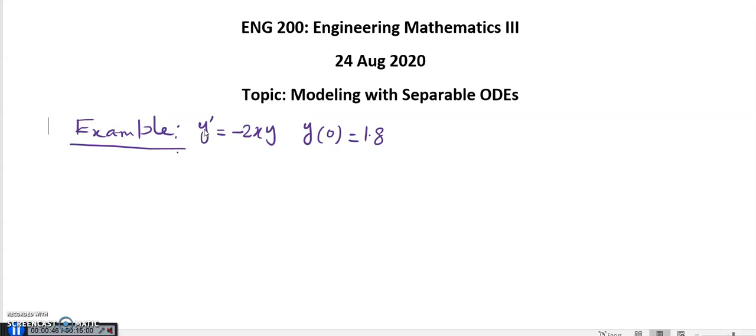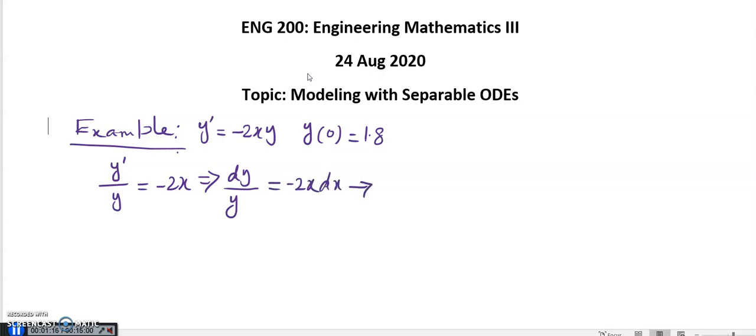So this equation is a separable equation. What I can do is take y on the other side, so it will become y prime divided by y is equal to minus 2x. Y prime is dy over dx, but dx I take on the other side. So it will be dy over y equals minus 2x dx.